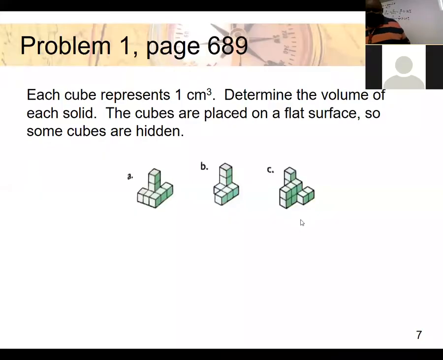And then part C. If we were to look at this, there is 1, 2, 3, 4, 5 that we see over here. I see 6, there's 7, there's 8, there's 1 hiding a little bit in the back, that's 9, but there is a cube back here that's holding this one. That's 10, and there's another cube that's holding these 2 up. That's 11. Okay, so that's 11 cubic centimeters.